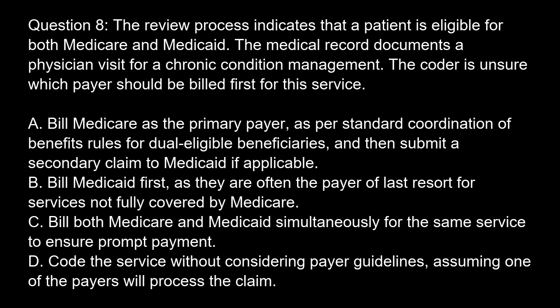Option B. Bill Medicaid first, as they are often the payer of last resort for services not fully covered by Medicare. Option C. Bill both Medicare and Medicaid simultaneously for the same service to ensure prompt payment. Option D. Code the service without considering payer guidelines, assuming one of the payers will process the claim.